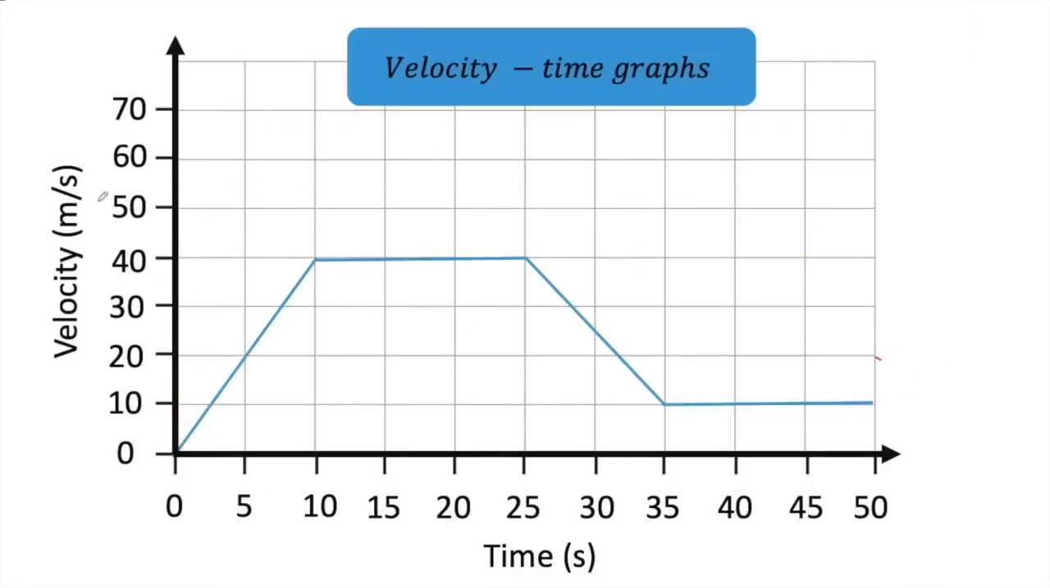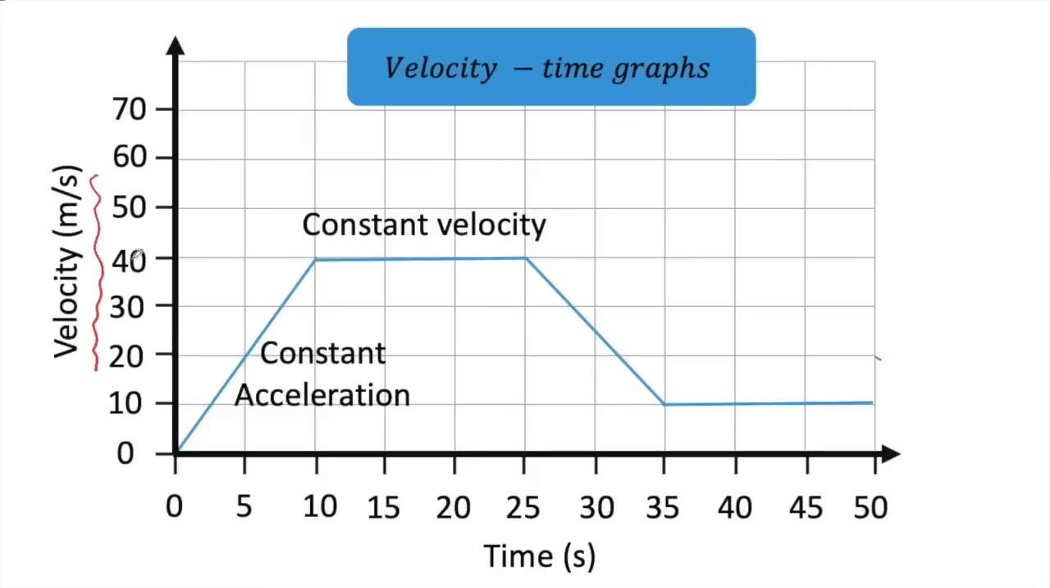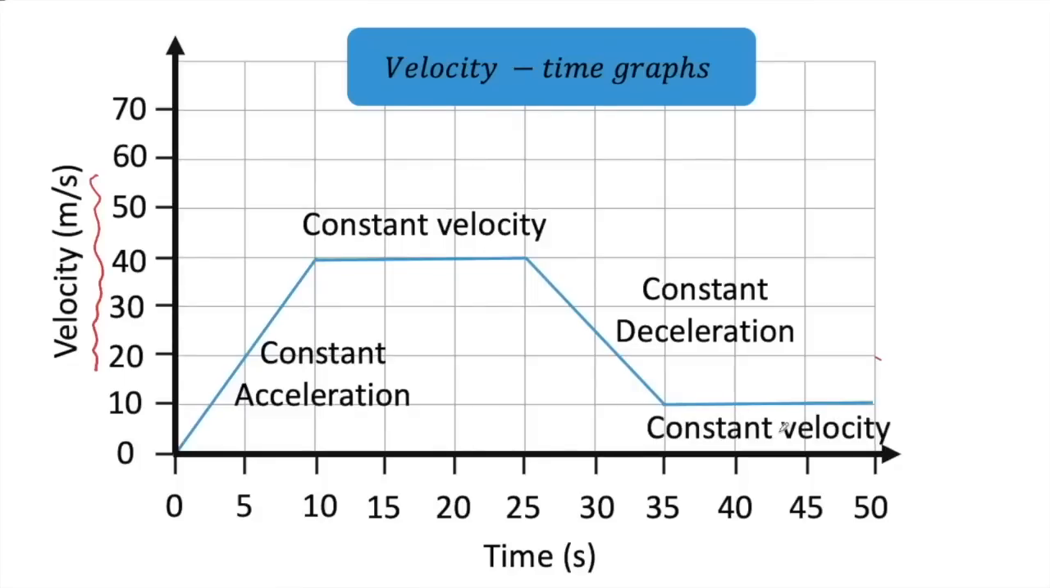Velocity time graphs. With velocity time graphs, you need to check that the y-axis says velocity and not distance, because that's a different motion graph. With velocity time graphs, a straight line at an angle would show a constant acceleration. A flat line here would show a constant velocity because it's not moving above 40 metres per second in this case. A straight line going downwards at an angle would show constant deceleration. And then here we've got another straight line at a different velocity, so that again shows another constant velocity.